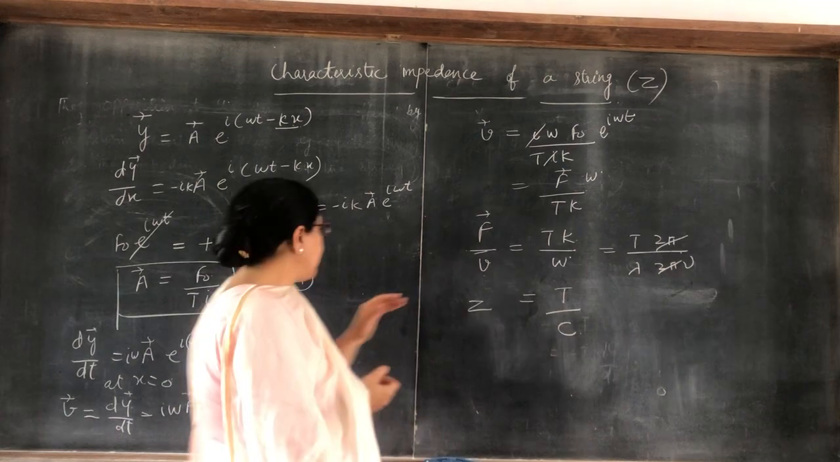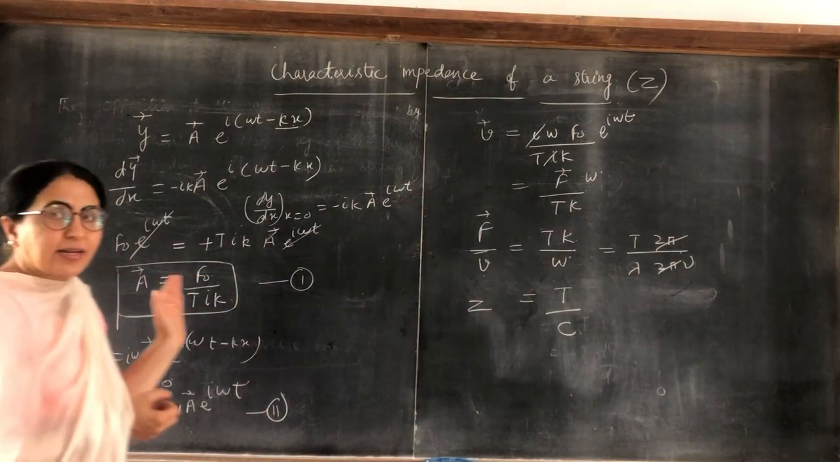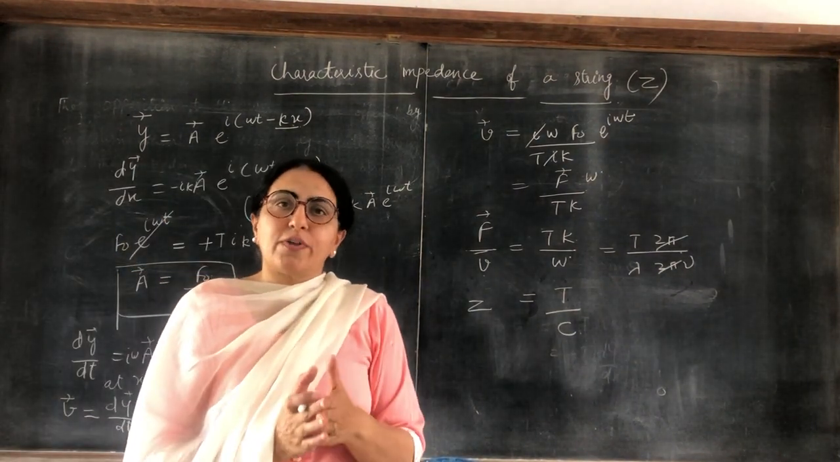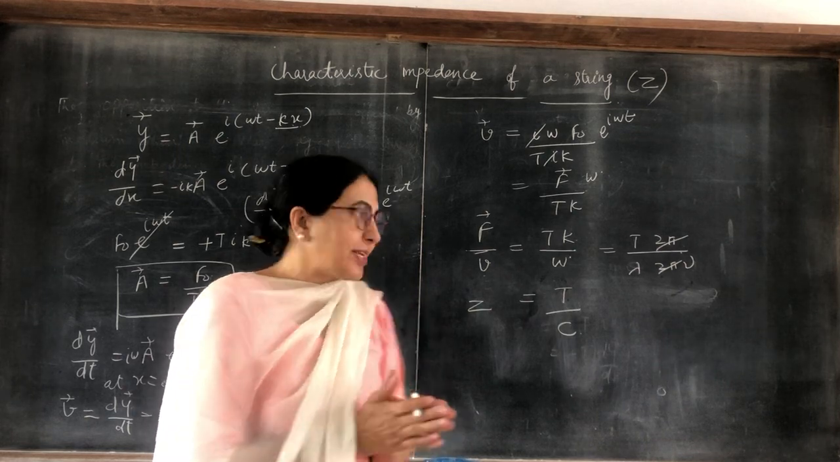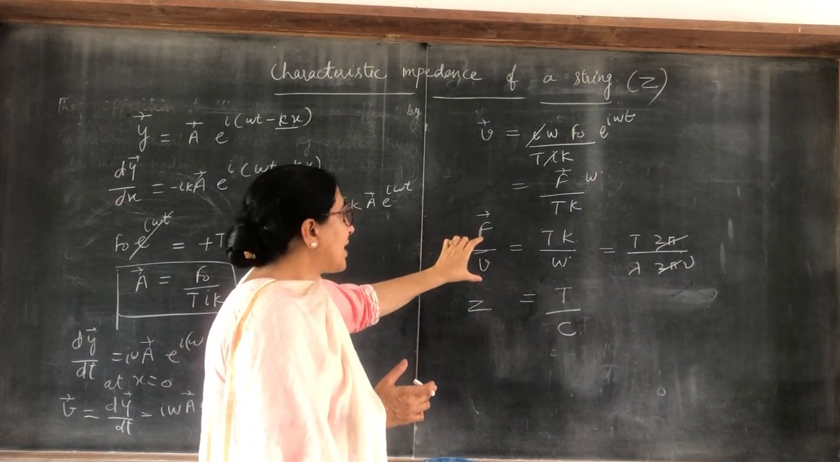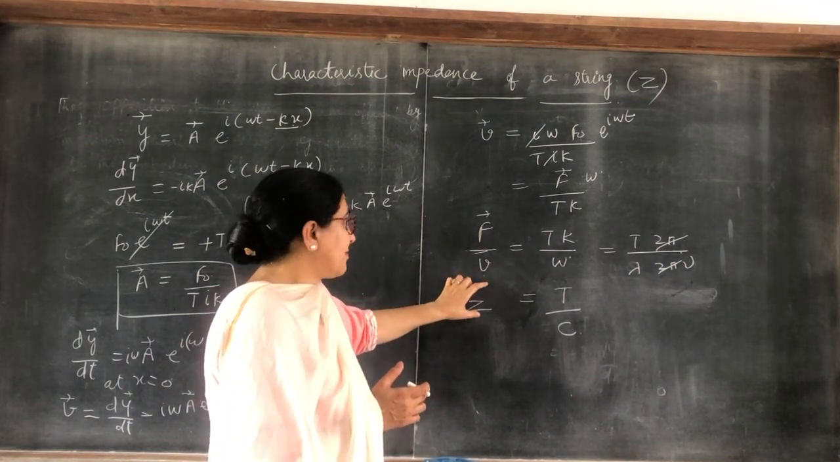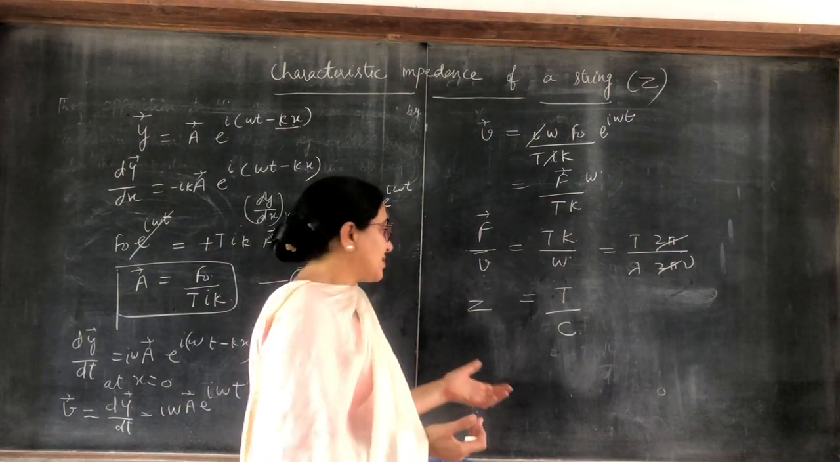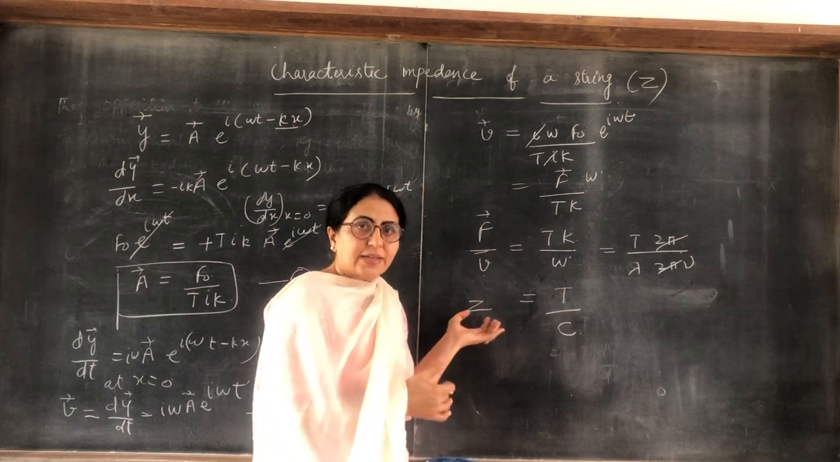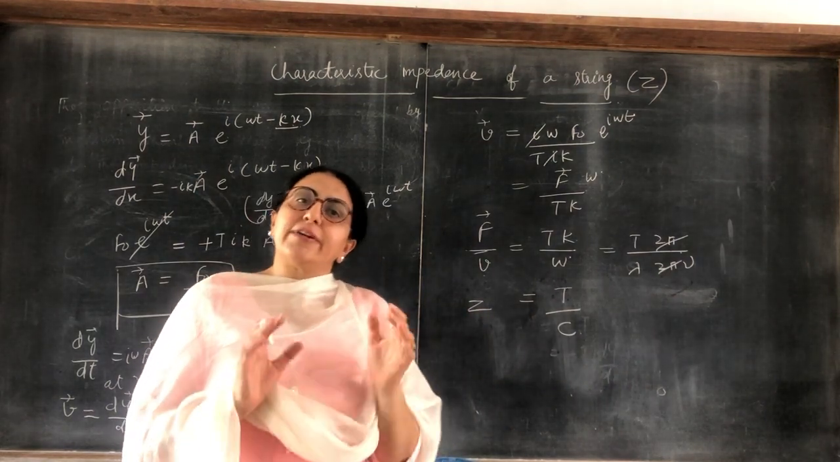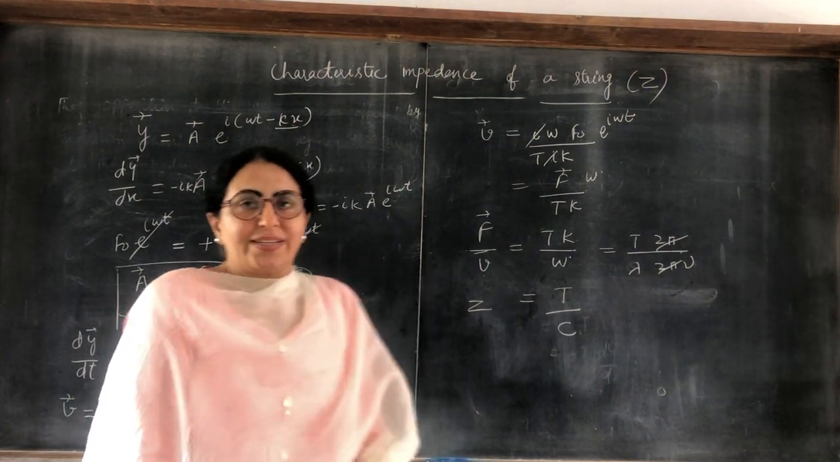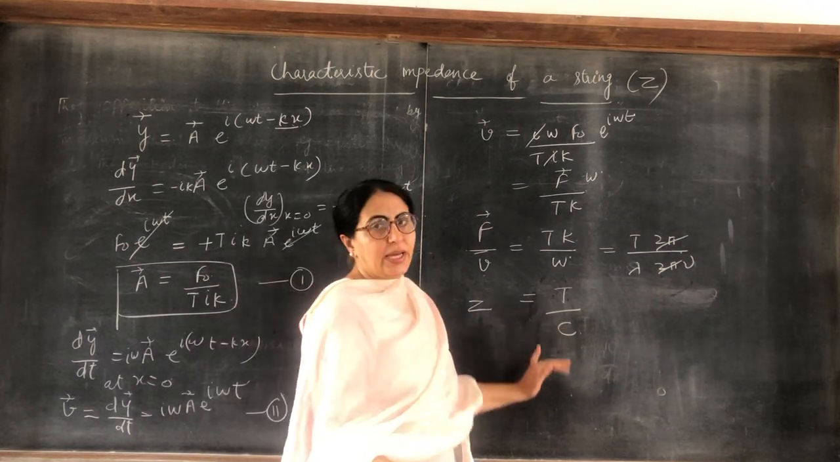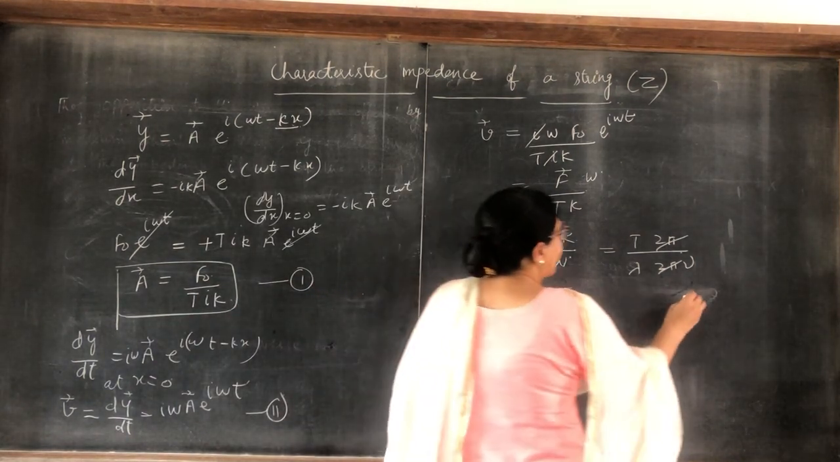F over v, we defined at the start, is the ratio of transverse force to transverse velocity. But the ratio of transverse force to transverse velocity is a real quantity. So from this you can say that Z, the characteristic impedance, is a real quantity. Here Z is equal to T over c, and we know that.